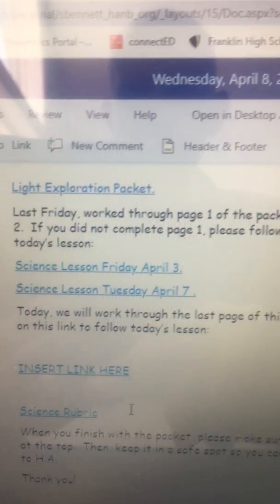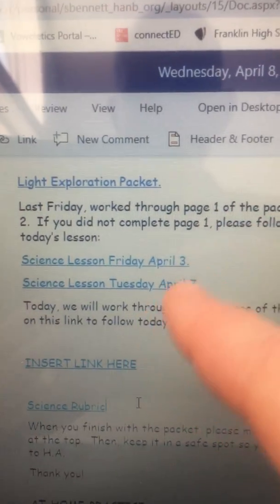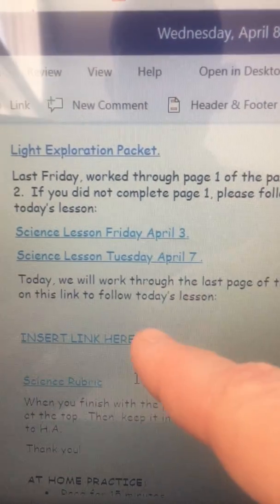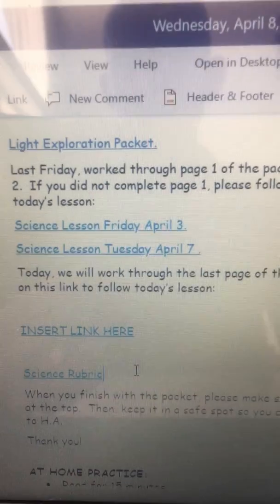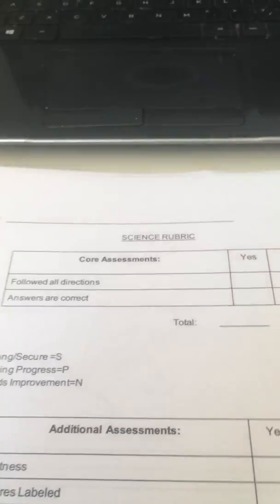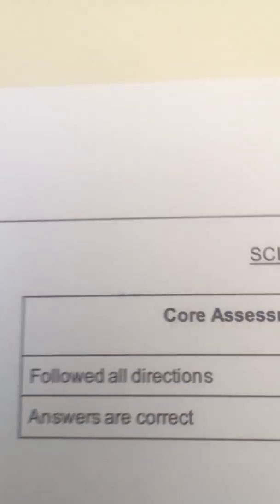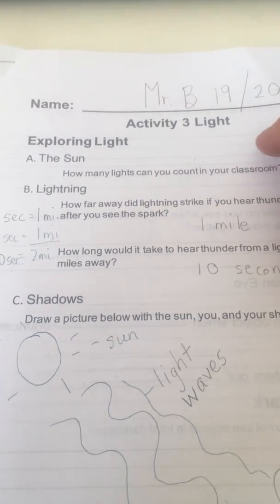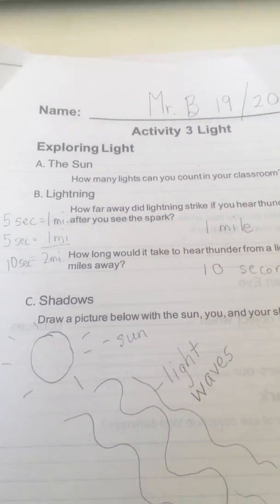Sorry about that. So on the lesson plan, that's where I'm going to put the link to today's lesson for this video. It's going to go right there, and then underneath it'll say science rubric. That's where you print off this rubric. And then you're going to use this to check all 3 pages of your packet. So first it says, followed all directions. That means, did I answer every question and do what every question said? So go back to the first page, read the questions, make sure you have good answers.